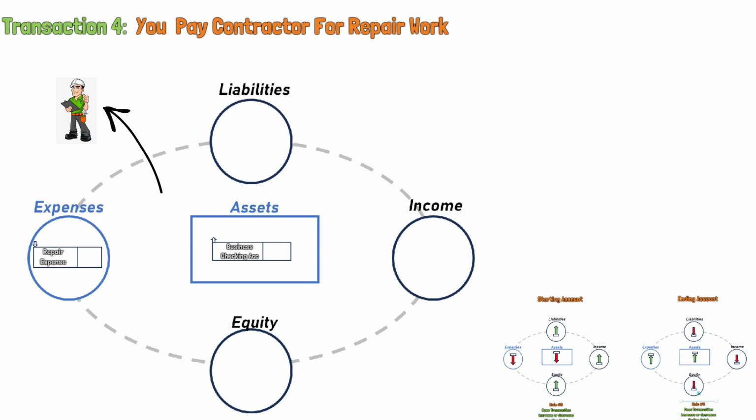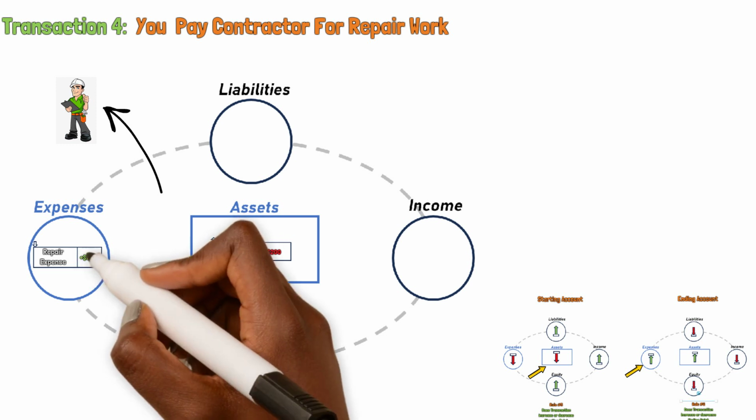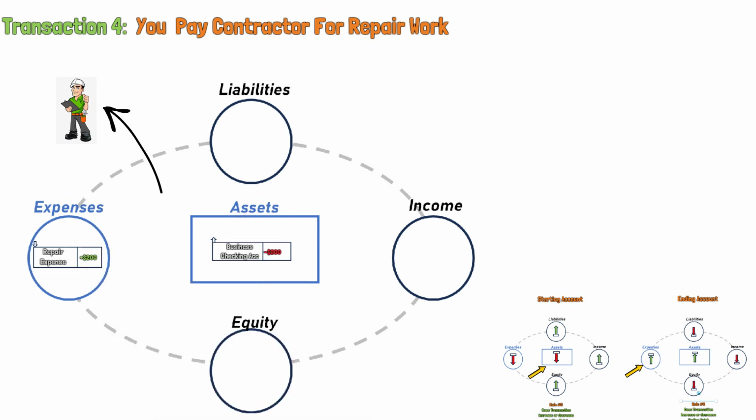Looking at our cheat sheet, we see that this transaction will cause a decrease to the starting point. So we move over here and register a decrease to the business checking account for the expense amount. And we also see that the transaction causes an increase in the end point. So we move over here and register that increase in the repair account for the amount of the expense. And we are done.